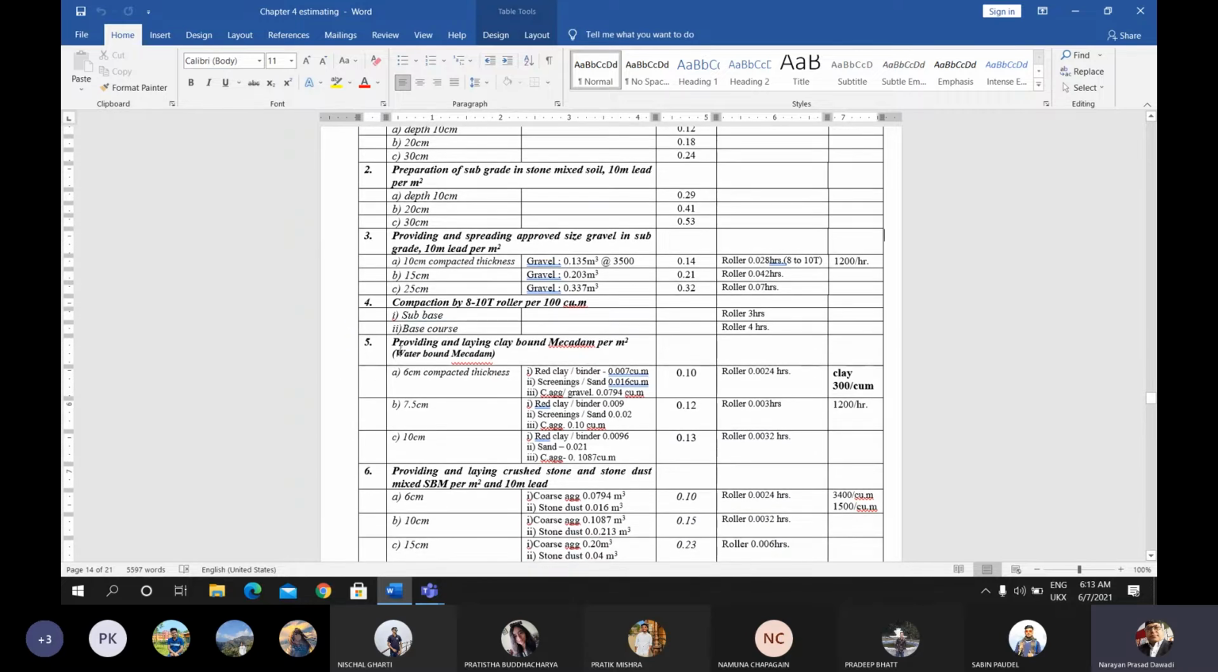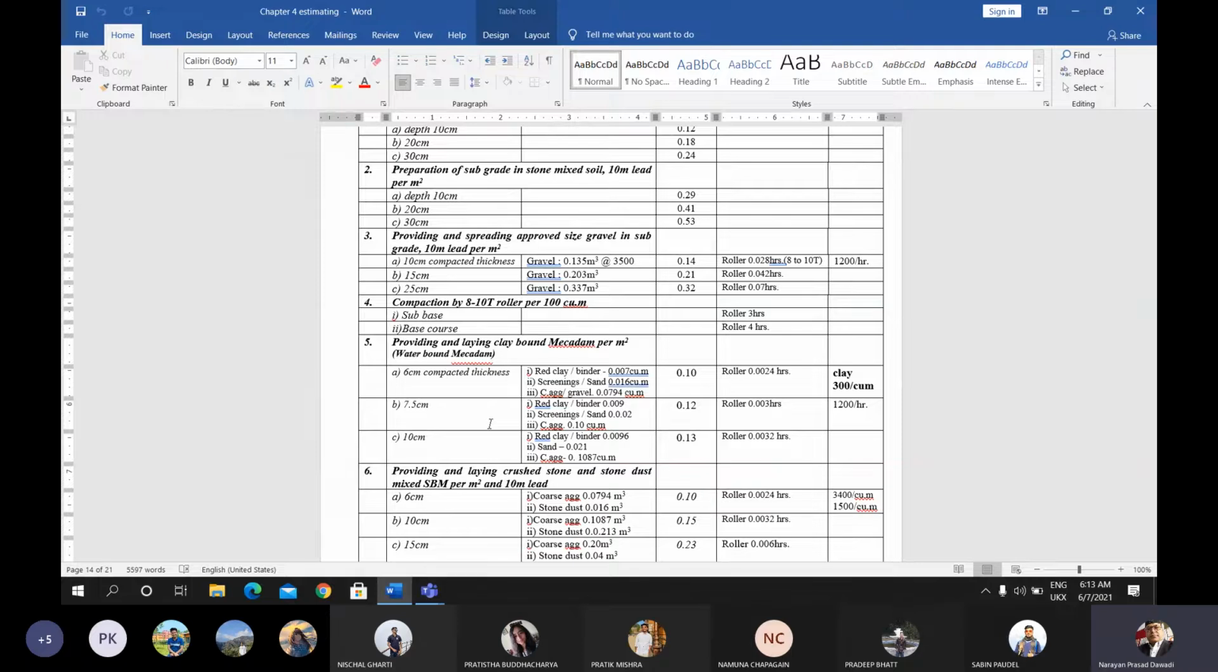Now for the item number 5, providing and laying clay bound macadam. This is one type of surface course in which the coarse aggregate is spread over the surface, and the screening material as the sand is used, and the water is applied. Red clay is laid after, and the water is applied.